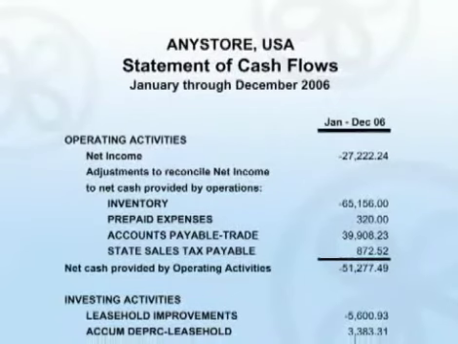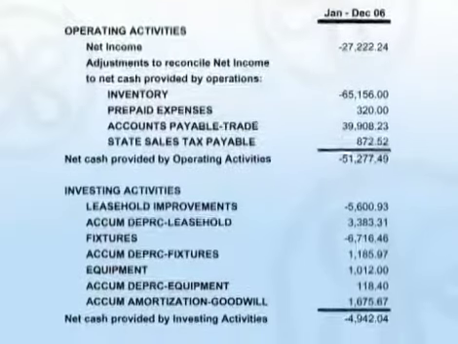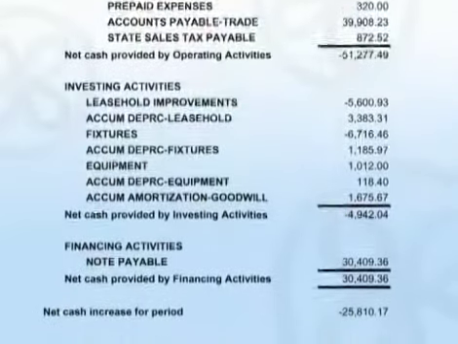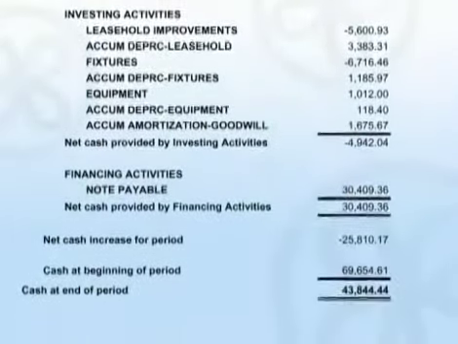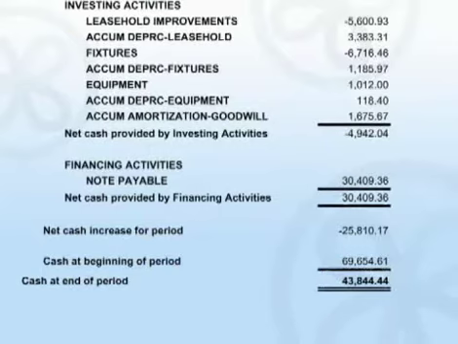But basically, this summarizes your net income. It talks about the net cash provided by operations, for your inventory, your payables, trades. And it's a summary or a combined statement of these last two. And your investment activities: leasehold improvements, accumulated fixtures, the notes that you have payable, what you're paying the bank for improvements in your business. And it tells you if your cash flow has increased or decreased.